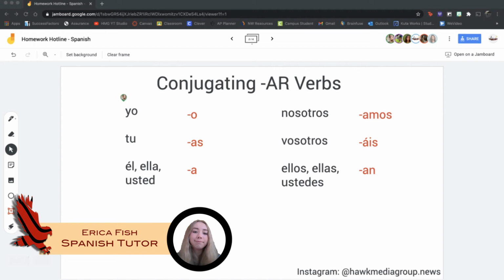Él is he, ella is she, and usted is, a lot of people get confused by usted, but it pretty much just means it can be male or female, but it's a way of using a formal pronoun. So if you're addressing maybe someone older than you, or a teacher, or a boss, whatever. And that is going to change. Tú is going to change to as, and él, ella, or usted, so third person singular is going to change to a. But we'll go over that more.